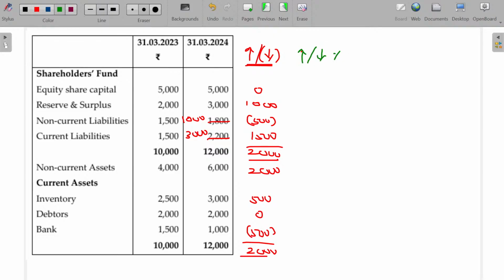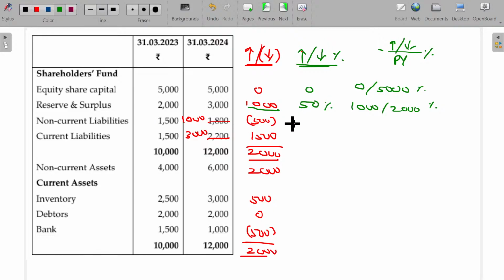How will you calculate this? Increase or decrease in amount divided by previous year details, represented in percentage. So change being 1000 and previous year details 5000, so it becomes 20 percent. Next one being 1000 increase from the previous year balance 2000, so 50 percentage. Similarly, 500 by 1500, 33.33 percentage, and 1500 by 1500, 100 percentage.